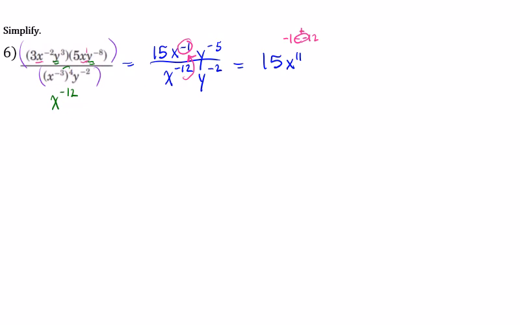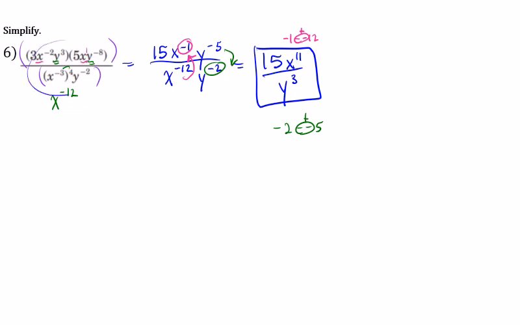Now with the y's, what's bigger, -5 or -2? -2. So we're going to bring our y's to the bottom. Okay, and then we're going to subtract -2 minus -5, which turns into -2 plus 5, which is +3. And so that's our final answer. Number simplified, positive exponents, and then one of each base.